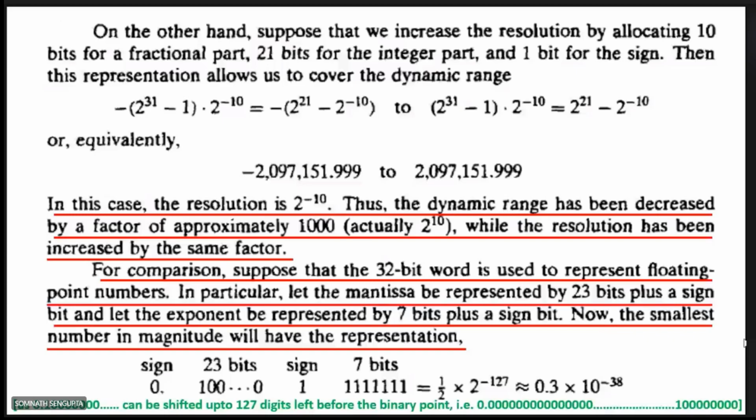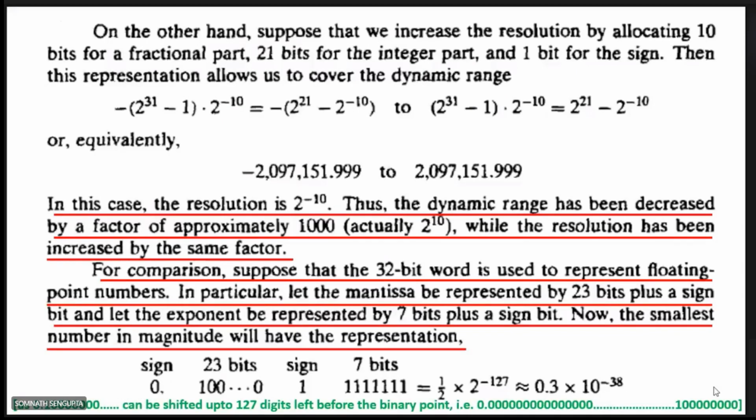So from there it is actually 1 by 1000 something, and 2 to the power minus 10 is there. So that's why it comes to be near about 0.3 into 10 to the power minus 38. This is the smallest number in floating point.